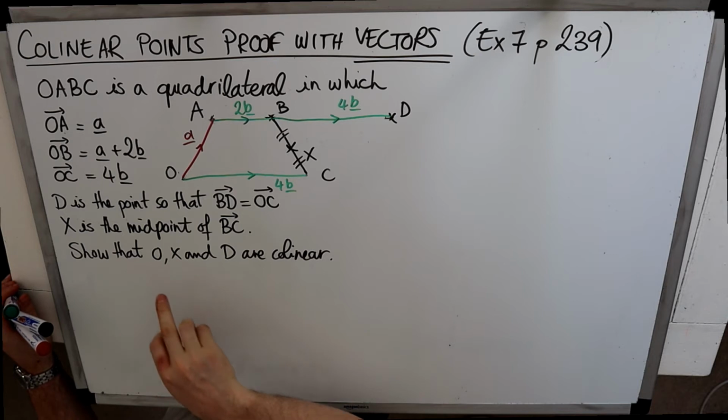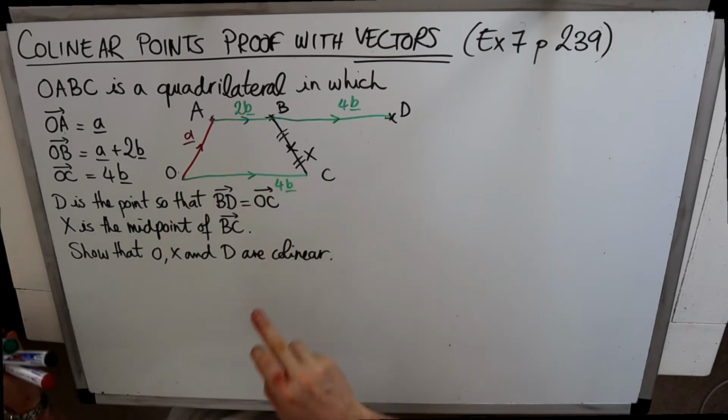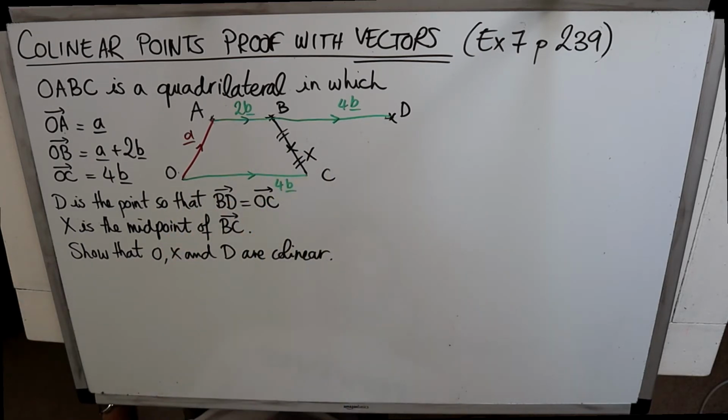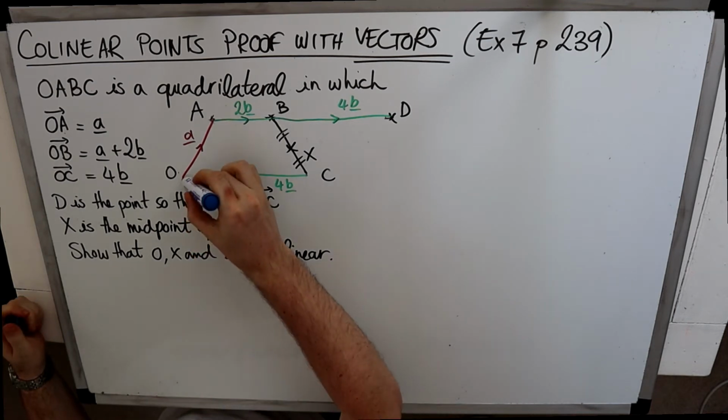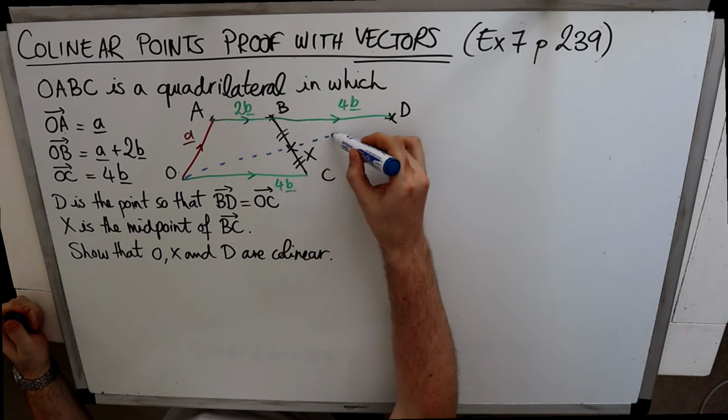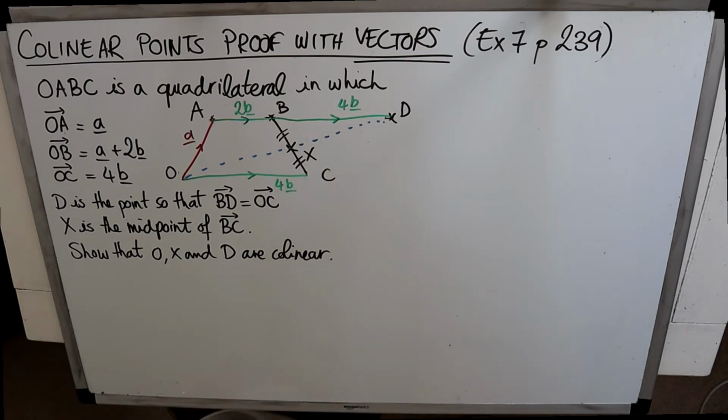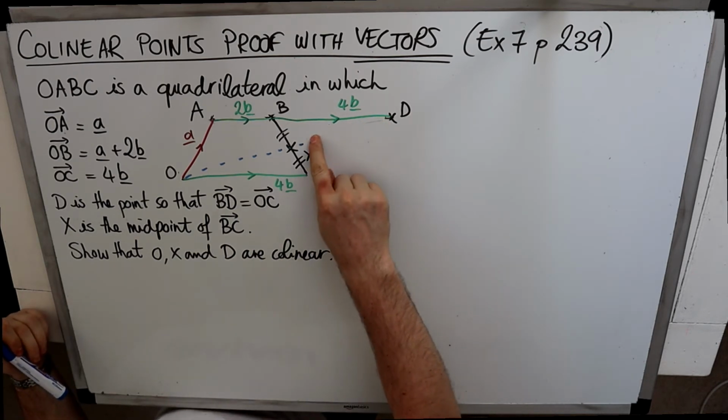So I'm going to show that O, X, and D are collinear. It's always worth checking that you know what this means. This means that O, X, and D lie on the same line, and we can kind of see this even in the sketch I've done. It kind of looks like it, but in order to prove it, that's a whole other thing.